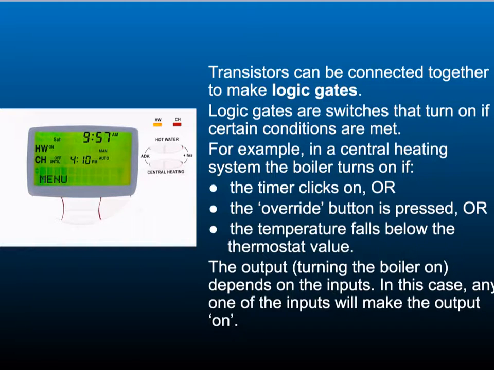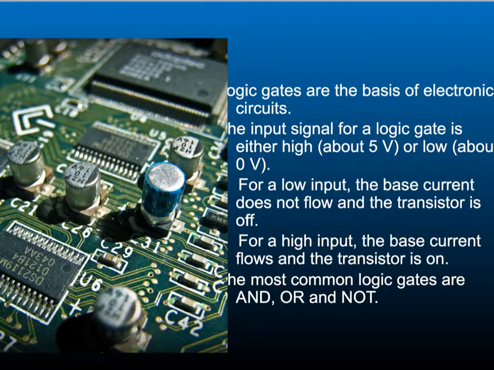The output, which turns the boiler on, depends on the input. Any one of the inputs will make the output turn on. Logic gates are the basis of electronic circuits. The input signal for a logic gate is either high, which is about 5 volts, or low, which is about 0 volts. For a low input, the base current does not flow and the transistor is off. For a high input, the base current flows and the transistor is on.